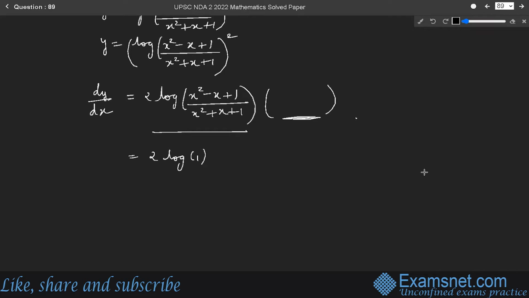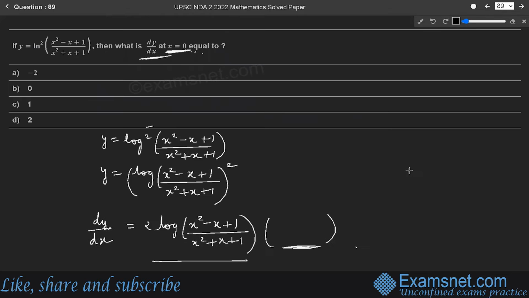We know that log 1 is 0, and ahead there are also some more terms. Log 1 is 0 means this whole term will be 0, and 0 into whatever the portion is ahead will also be 0. So in this way, we can use basic tricks to not solve the whole question, and by a trick we can simply get the answer. Therefore, the value of dy by dx is 0. So option number B is correct here.